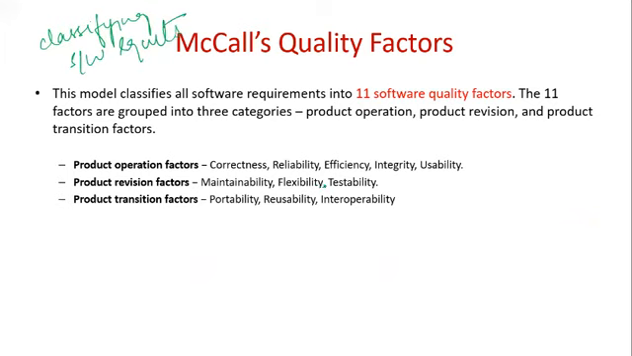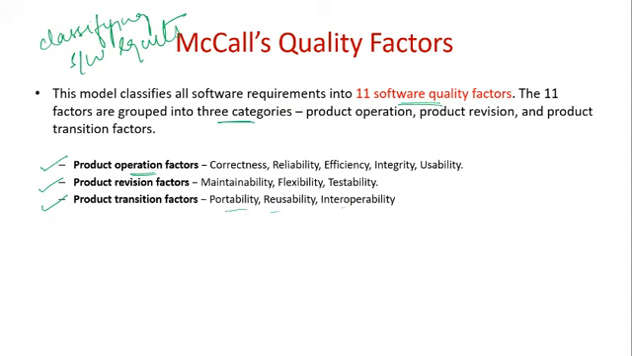Now, these quality requirements are split into 11 software quality factors, and these 11 factors are grouped in three categories. Now, what are these three categories? Product operation factors, product revision factors, and product transition factors. Within operation factors, you've got correctness, reliability, efficiency, integrity, usability. In revision, you've got maintainability, flexibility, and testability. Whereas in transition factors, you've got portability, reusability, and interoperability.